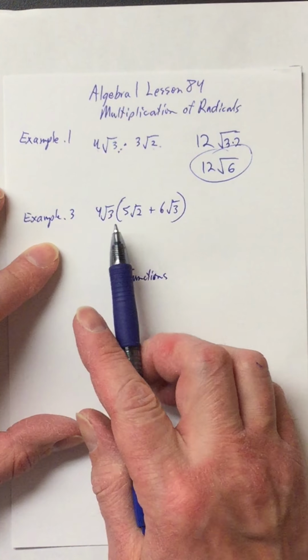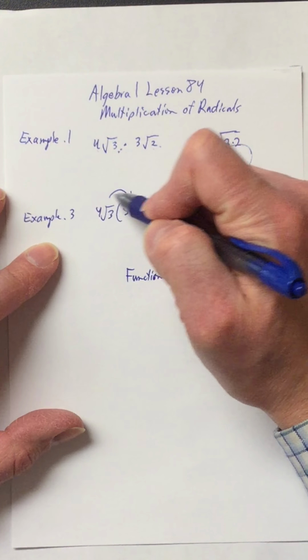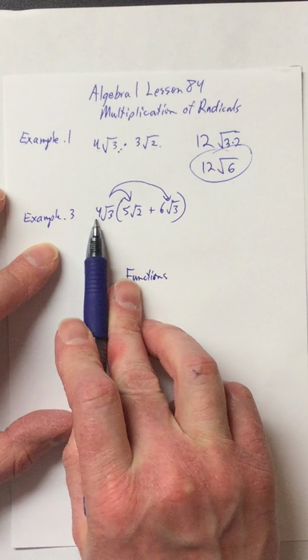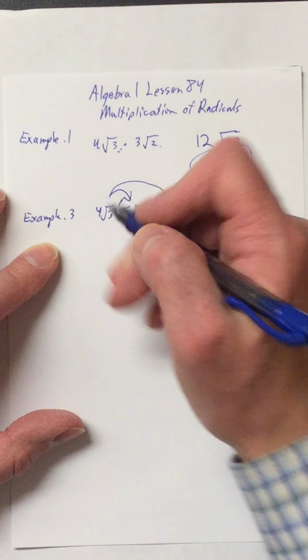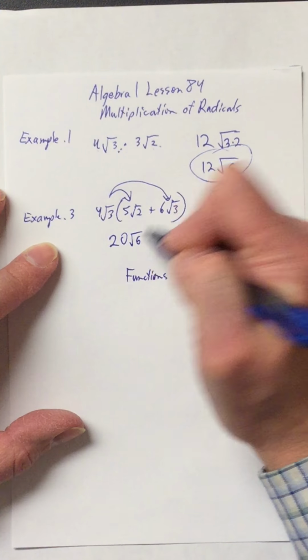All right, let's look at example point 3. Here, we want to remove our parentheses, so that means we're going to multiply the first part into both of those. So once again, the 4 and the first part here, the 5, get multiplied to be 20. And then the insides get multiplied, and we get the square root of 6.